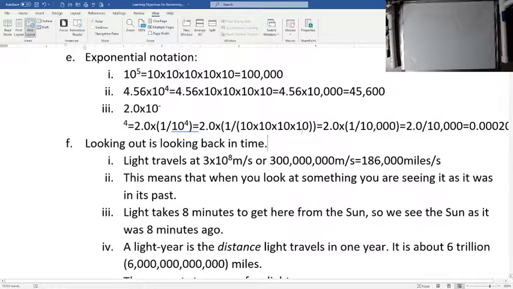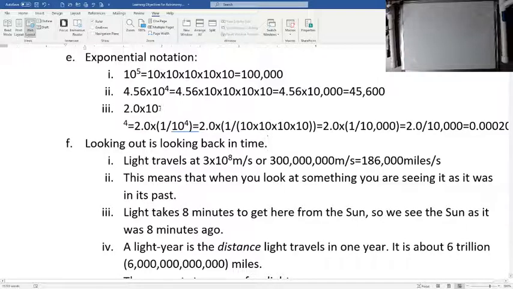We're often dealing with very big numbers in astronomy, and so I want to make sure that we all understand sort of exponential notation. A 10 with a 10 to the fifth power, that's what this 10 with a 5 at the top is called. And that just means 10 times itself 5 times, which is 100,000. 4.56 times 10 to the fourth is 4.56 times 10 times 10 times 10 times 10, which is 4.56 times 10,000, which is 45,600.